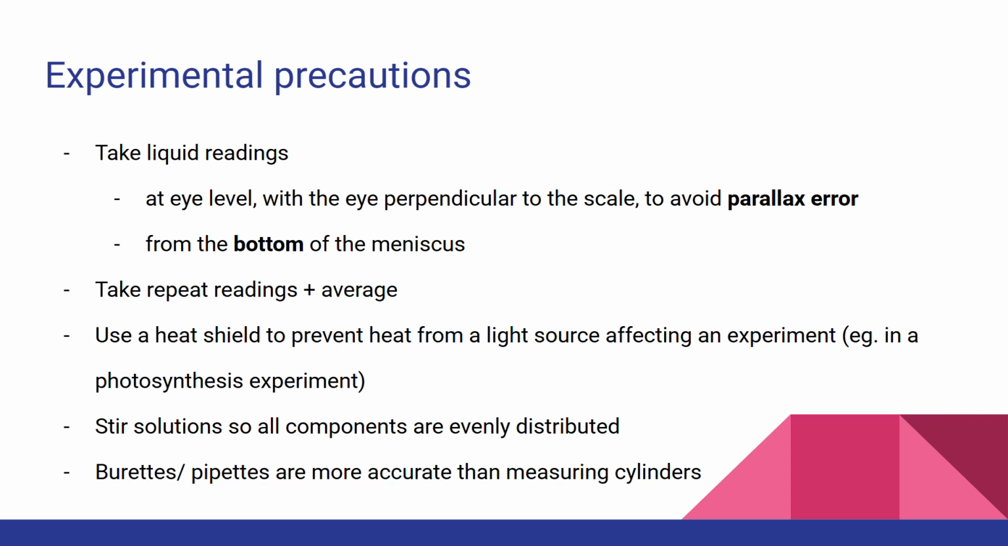Use a heat shield to prevent heat from a light source affecting an experiment. This is specific to just the photosynthesis experiment, but it's just an example of one of the many precautions that could be taken just to avoid external or other factors from affecting the results of an experiment. We can stir solutions so that the components of a solution are evenly distributed, and use burettes and pipettes instead of measuring cylinders, as they're more accurate.